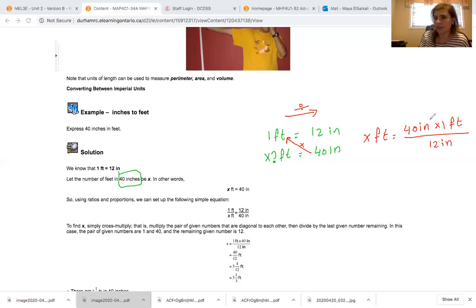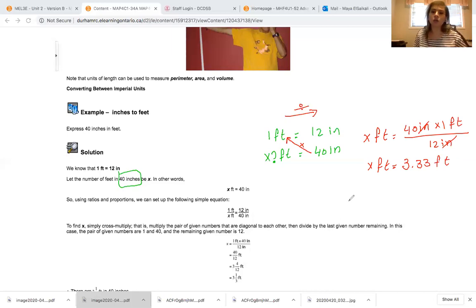So you see in this case, the inches and the inches are going to cancel and you're going to end up with feet. So that's going to be 40 over 12, which is 3.33 feet, or 3 and a third of a foot.